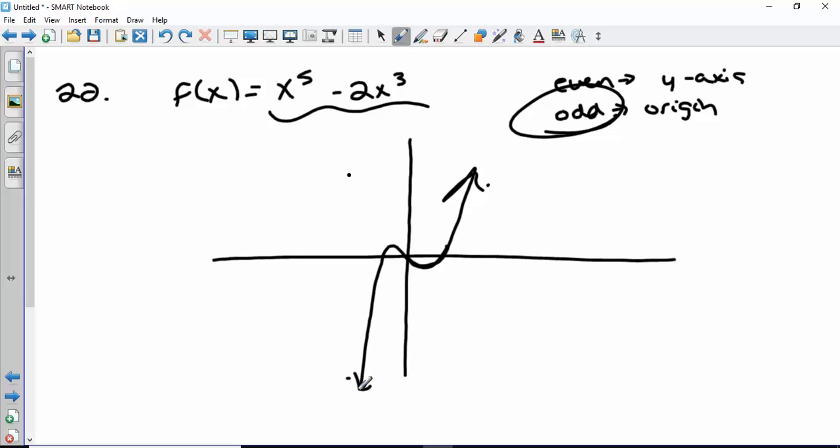On number 3, I asked, is it symmetric to the x-axis, y-axis, origin? So you have to tell me yes or no for each. So this one is not symmetric to the y. Is it symmetric to the x? No, but it is symmetric to the origin. So you can use your graph to justify those.